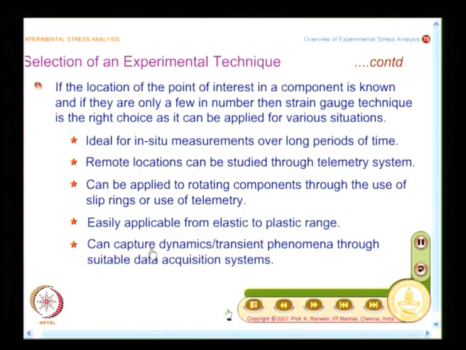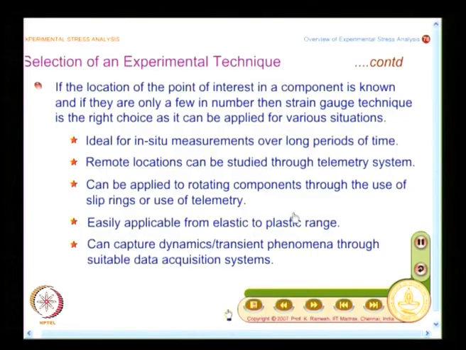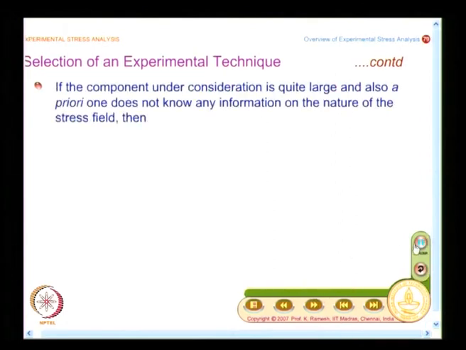And another advantage is it can also capture dynamics and transient phenomena through suitable data acquisition systems. So, what this slide shows is what are all the special features of the strain gauge instrumentation. You can do it for dynamic studies, for rotating components, for in situ measurements, on remote locations, and on locations where you have aggressive environment. So, in all these cases you are able to get measurements. That is why it is a general purpose technique. So, look for whether this could be employed for your problem on hand.